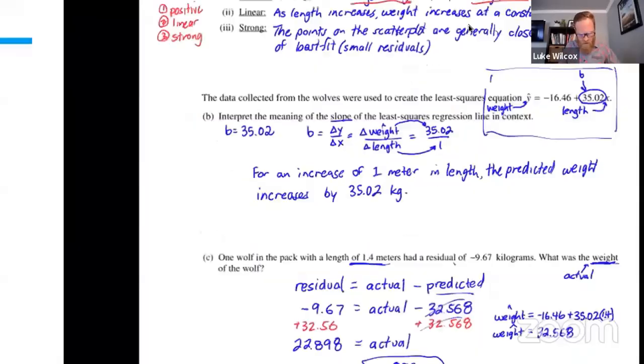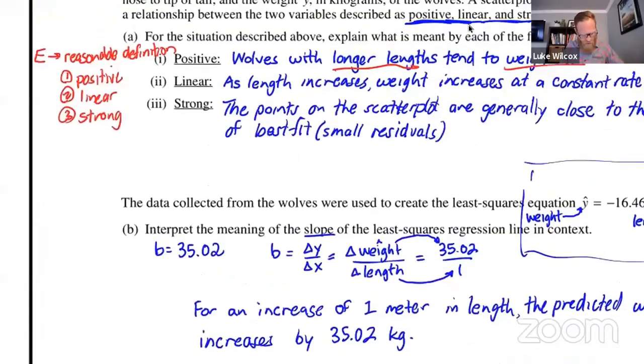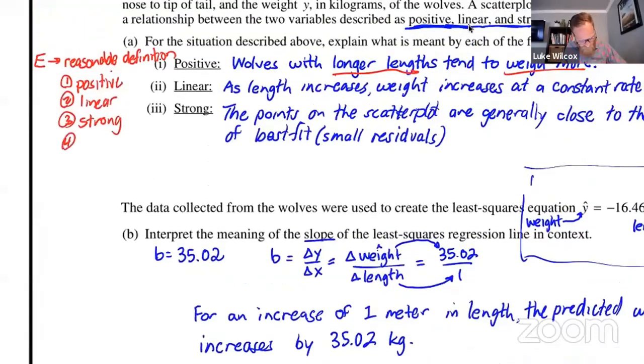Now, for a partially correct here, oh, I'm sorry, I didn't give you the last thing here. Number 4, it has to be in context. And we definitely included context by talking about the wolves and their lengths and their weights. So partially correct would be 3 out of those 4. So maybe you forgot context, or maybe one of your descriptions didn't quite fit into the acceptable bin. And then for an I, it would be 2 or less.